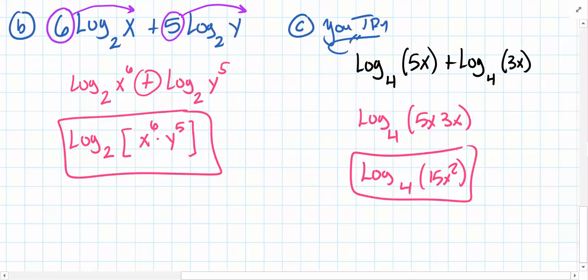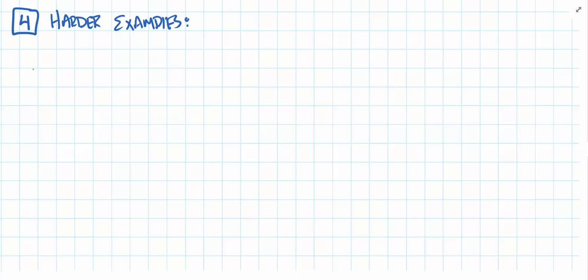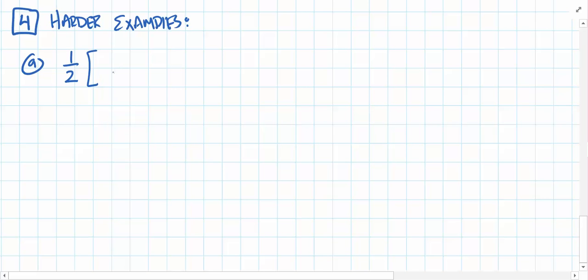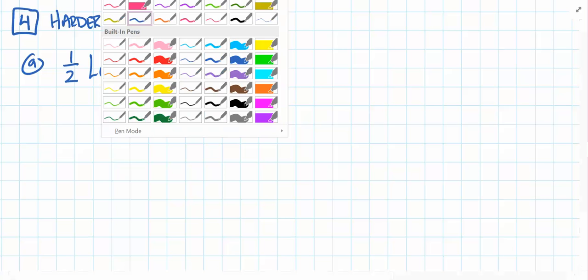So let's do some harder examples here. Let's do example A. What if I gave you something like this? 1/2 log x plus 3 log of the quantity x plus 1. There's no base here. It's base 10. Okay, first things first, where did this 1/2 come from?